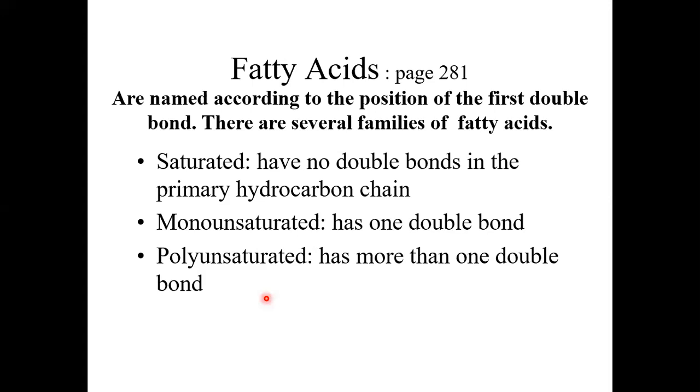Monounsaturated means that we have one double bond somewhere in the chain. Polyunsaturated means we have more than one double bond in the chain. Could be 2, could be 5. The more double bonds I have, the more energy my body has to use to break it down.